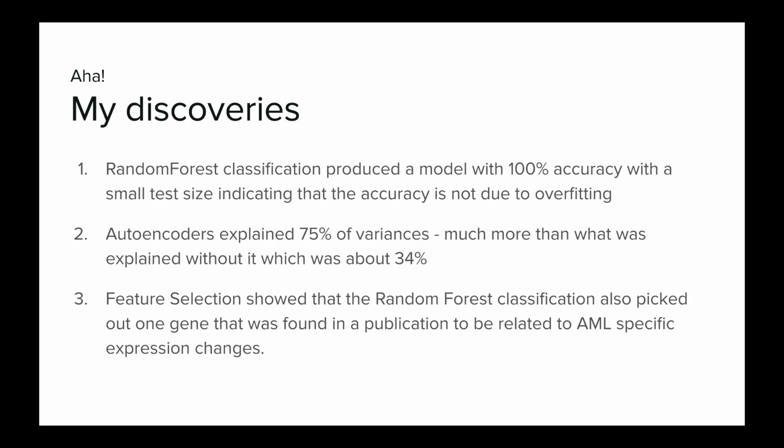And then feature selection showed that some of the more significant genes included one related to AML-specific expression changes, which was found in a publication to be that way. This was pretty interesting because my question originally was, can you distinguish cancerous tissues from normal tissue? And if so, which genes are important for distinguishing? You are able to create a model that could accurately classify cancerous and normal tissues using gene expression data. And it also did pick out the top five genes that could be biomarkers.